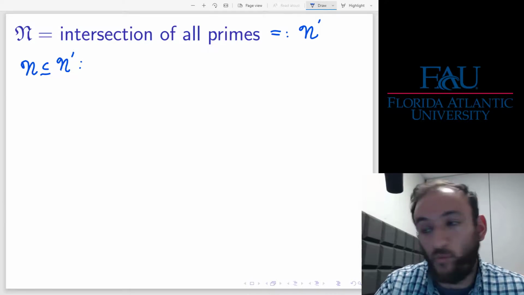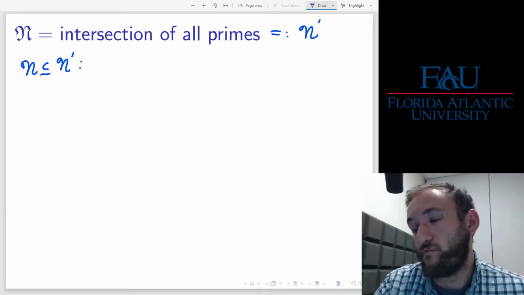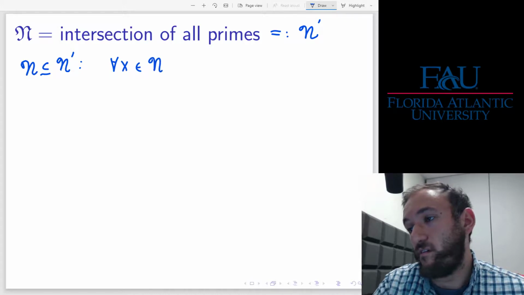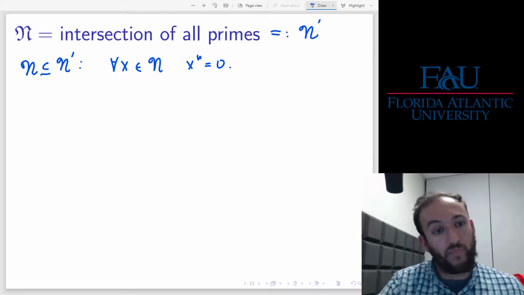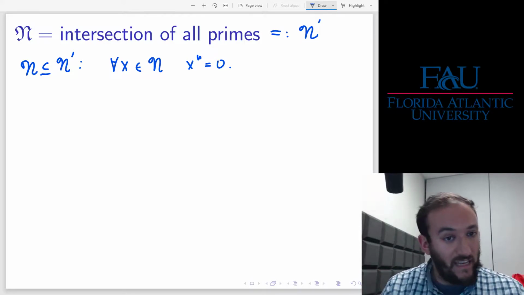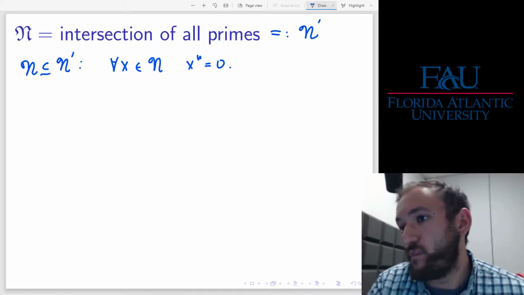So let's take any nilpotent element. For any x in the nilradical n, x to the n equals 0, but we know that 0 is in any prime ideal. So 0 is in P for all P prime.